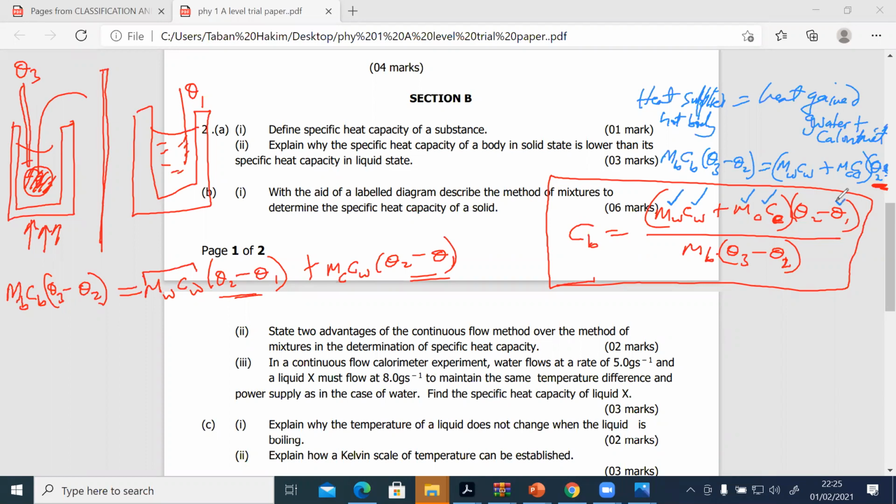the initial temperature of the water in the calorimeter, the final temperature of the mixture, the final temperature of the solid alone, and then the mass of the body. So you need to talk about each of these ones here. And once you talk about each one of these, then you are assured of a mark. You're assured of the mark from each of those.